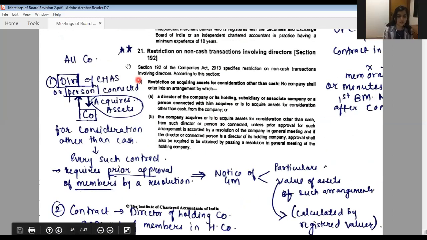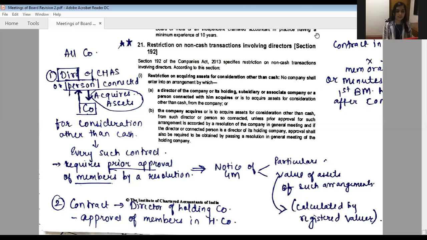Then the next is section 192, restrictions on non-cash transactions involving directors. Section 192 is applicable to all the companies. Now, what is a non-cash transaction? It is when a director of a company or its holding or associate or subsidiary or a person connected acquires an asset from the company, or if the company acquires an asset from a director of the company, holding or its associate or subsidiary or the person connected, for a consideration otherwise than cash, then every such contract requires prior approval of members by a resolution.